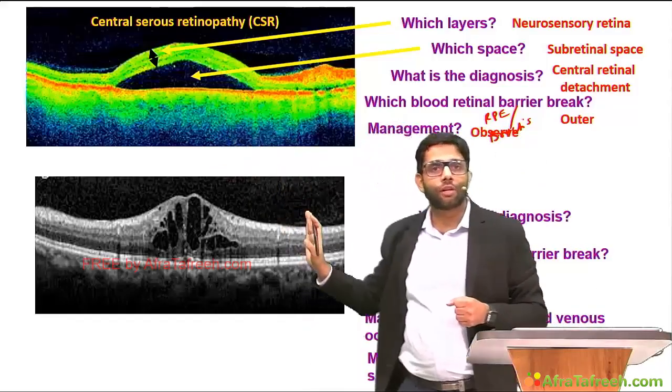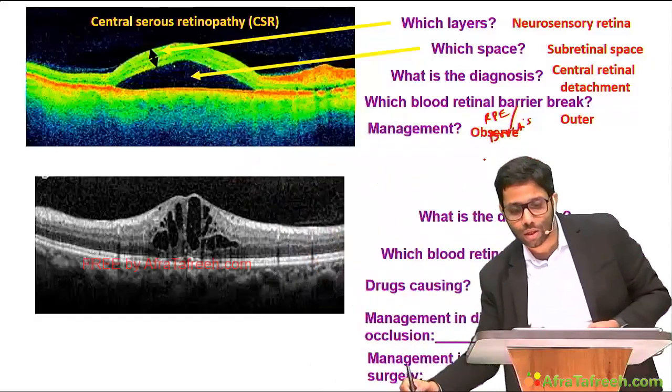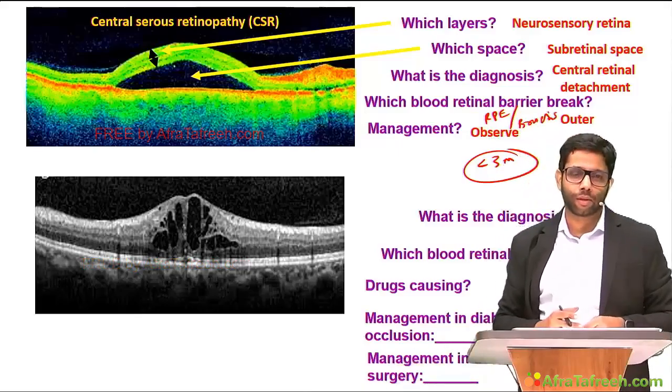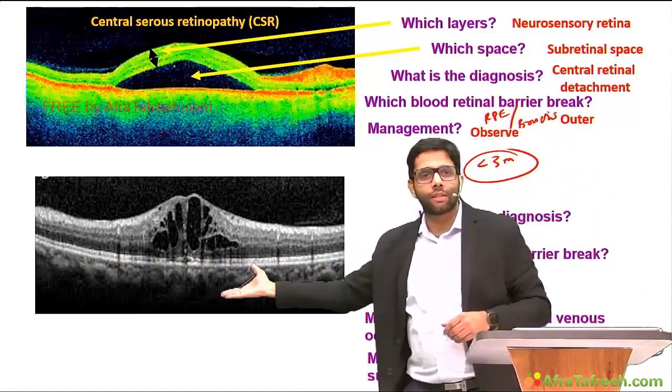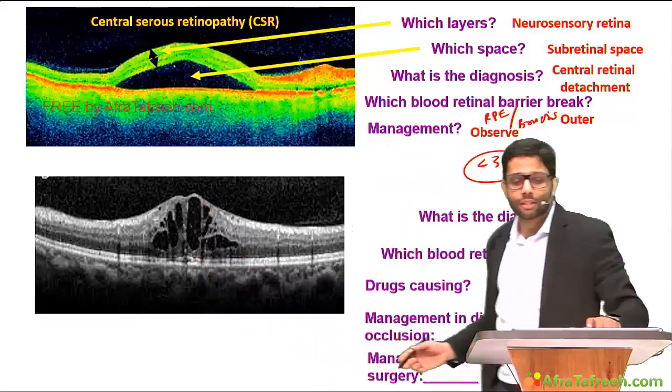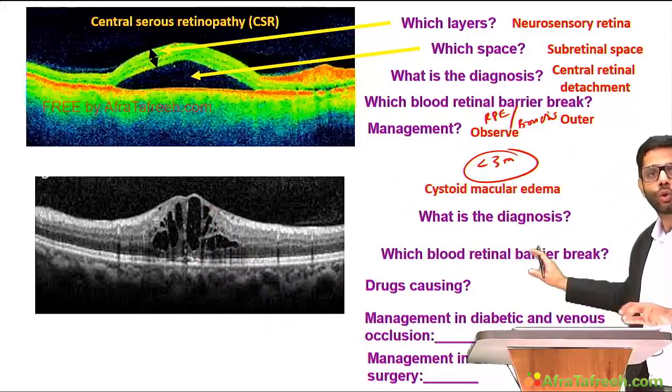Observe for 3 months. If it is not resolving by 3 months, then photodynamic therapy is done. But this is the OCT in which the central retina is not detached. The central thickness of the retina is increasing. This is cystoid macular edema. This is due to inner barrier break.